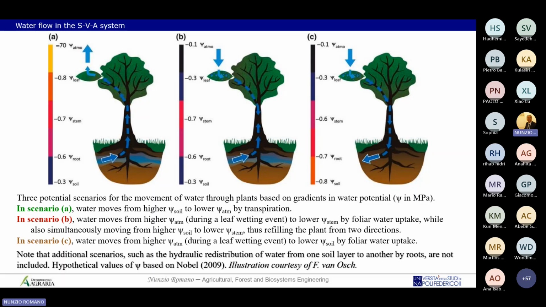This is the last slide, and I expect somebody from the audience to make a comment on scenario C. Is there anybody who can comment on scenario C? I would really appreciate it if somebody would comment on this scenario. As I told you, this scenario is typical of very arid environments.